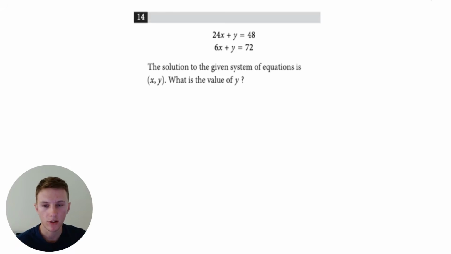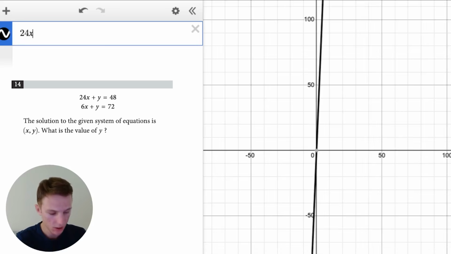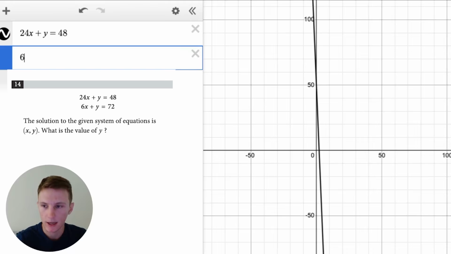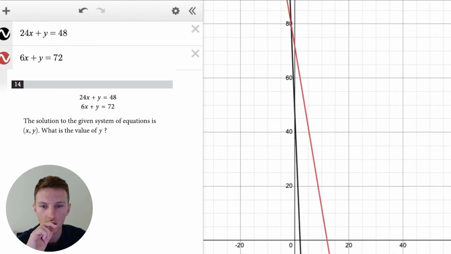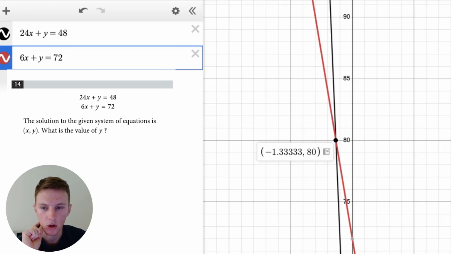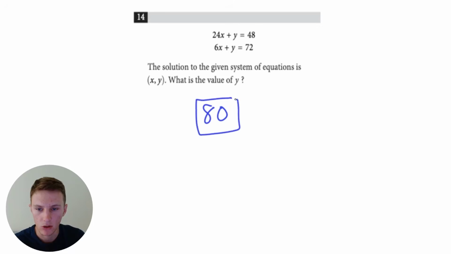Systems of equations are honestly just as easy as the single variable ones. All you have to do is just go to Desmos and type them out. So if we type out the equations, the first one is 24x plus y equals 48. And then the next one will be 6x plus y equals 72. So it's going to generate 2 linear equations, and all we have to do is just zoom in and see where they intersect. So the question asked for the y value, so all we'll have to do is just put in 80, and that is our answer.